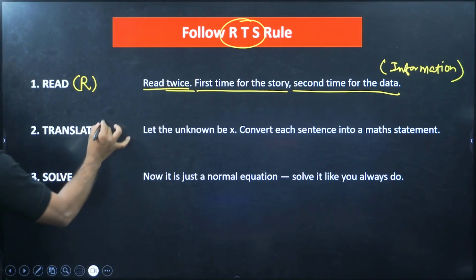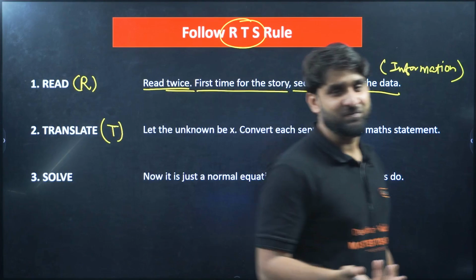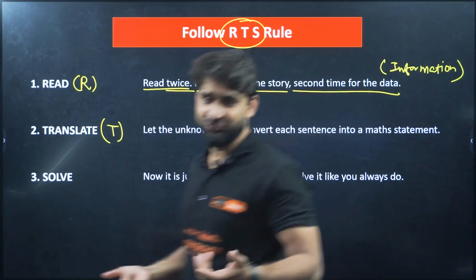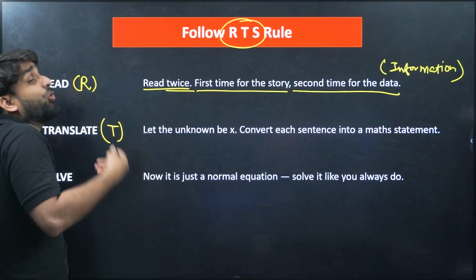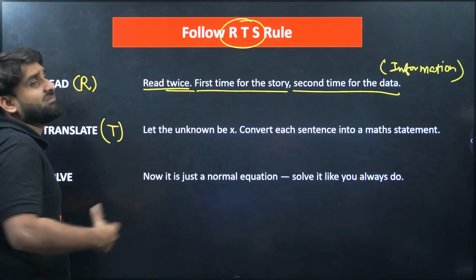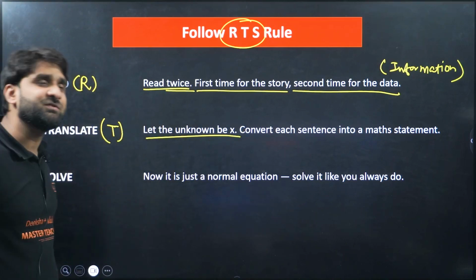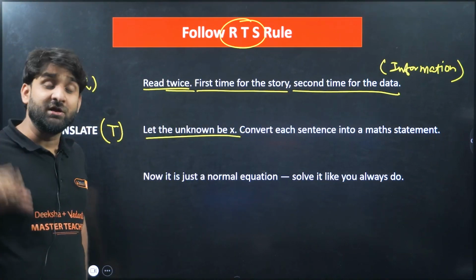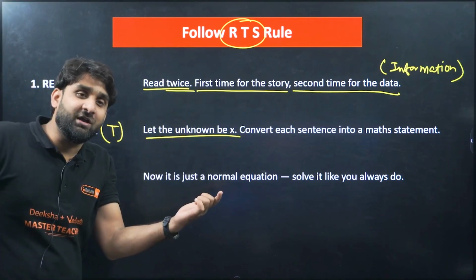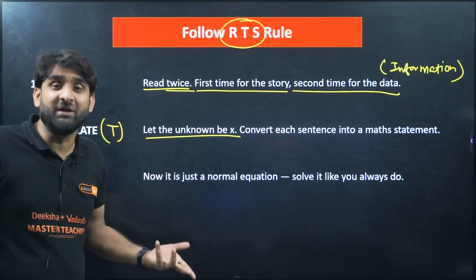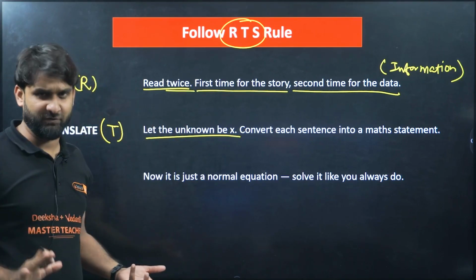The second part is Translate, because the word problem question will be given in English, if I talk about the CBSE pattern. So my dear champion, you have to translate it into the language you are comfortable with. Let the unknown be x. If the question asks at the last line, what will be the speed of the train? It means it is unknown to you. So let the speed of the train be x km/h, or in meters per second, whatever you want.